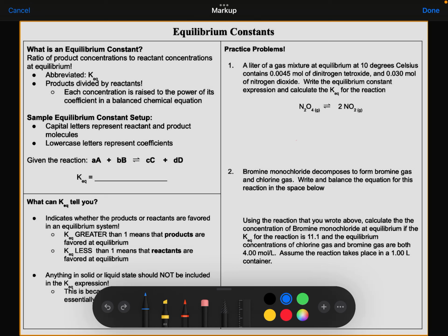Ladies and gentlemen, this is going to be your note set for the front side of your notes today for equilibrium constants. So I want to start out by talking about what we've covered so far having to do with equilibrium. We've talked about that equilibrium is when a reaction can proceed in both directions. We can get the forward reaction and the reverse reaction happening simultaneously.